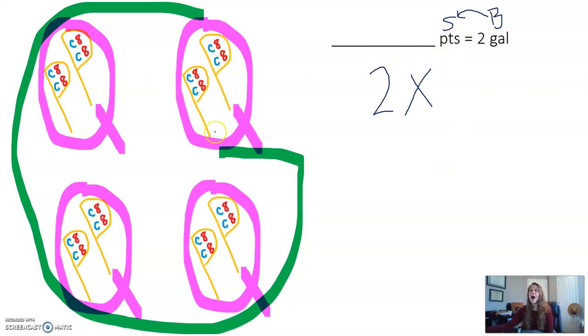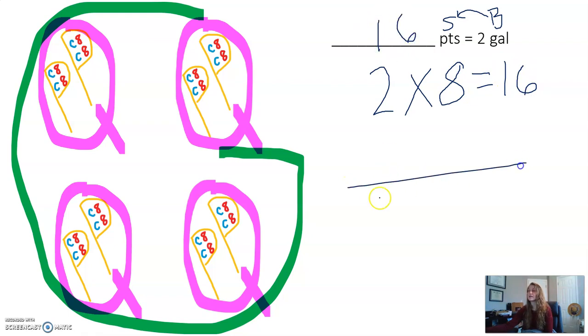Well, how many pints are in 1 gallon? Here's my land of Gallon. Let's count our P's. 1, 2, 3, 4, 5, 6, 7, 8. There are 8 pints in 1 gallon. So to find how many pints would be in 2 gallons, we need to do 2 times 8, which equals 16. There are 16 pints in 2 gallons. I know this because if I have 1 gallon, I have 1, 2, 3, 4, 5, 6, 7, 8 pints. So inside of 2 gallons, there would be 16 pints.